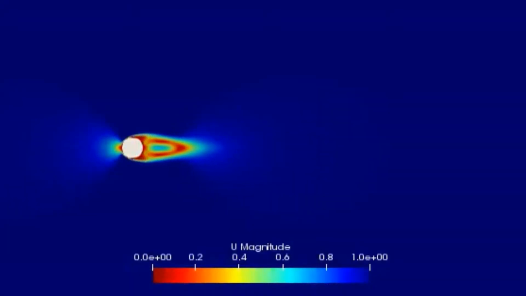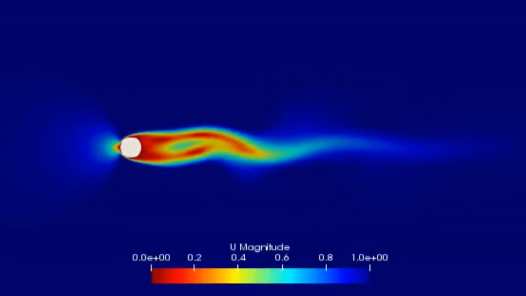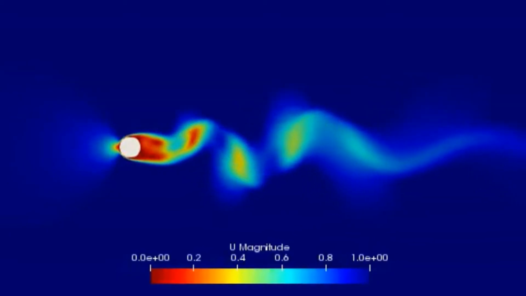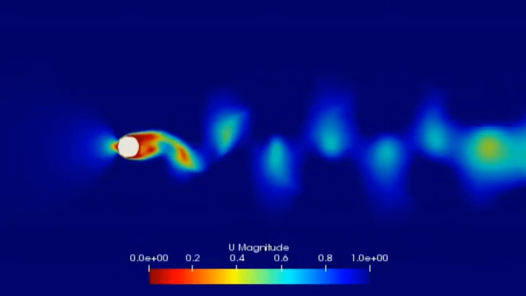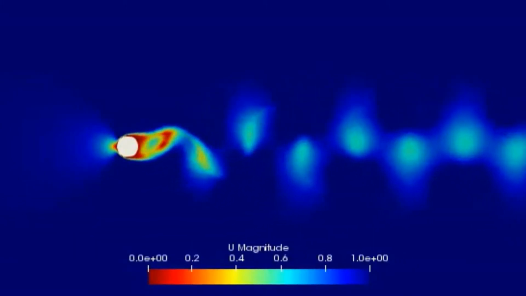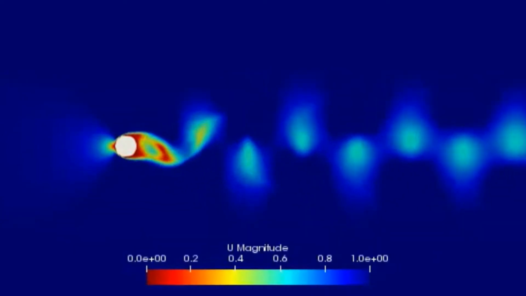In this video, you see the results of one of our simulations illustrating one type of flow pattern that can develop when a fluid flows past a bluff body. Notice that after a while, the flow develops to a periodic state of vortex shedding. This phenomenon would go on indefinitely for a constant free stream velocity.